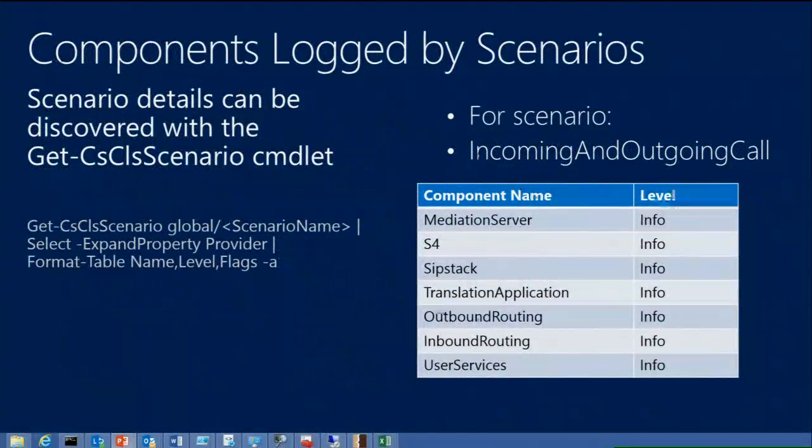So for example, we have incoming and outgoing call. Which component will be activated? You can find it out via PowerShell. So mediation server, S4, SIP stack, translation, outbound routing, inbound, and user services, info level. So that's everything you need from a point of view for troubleshooting.